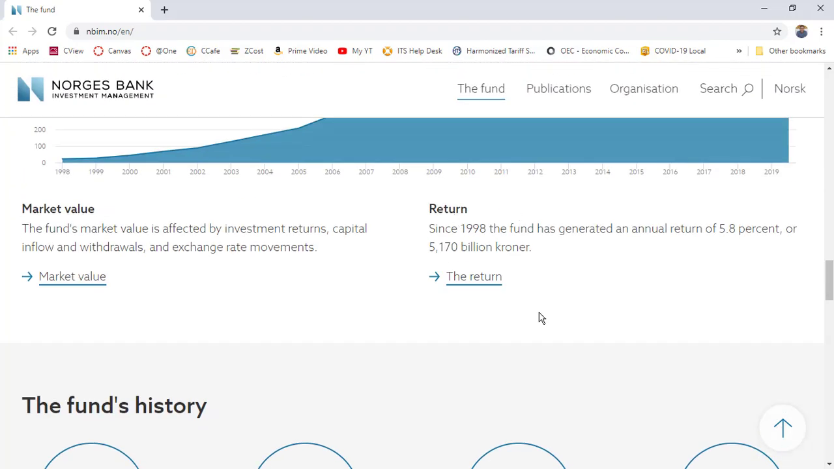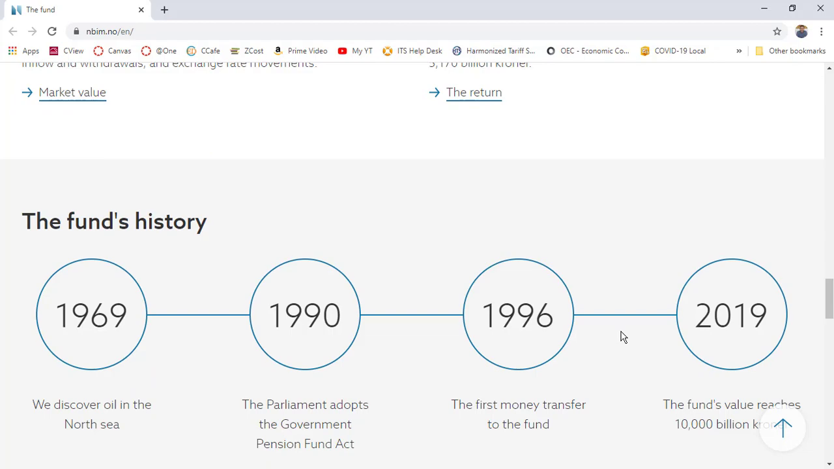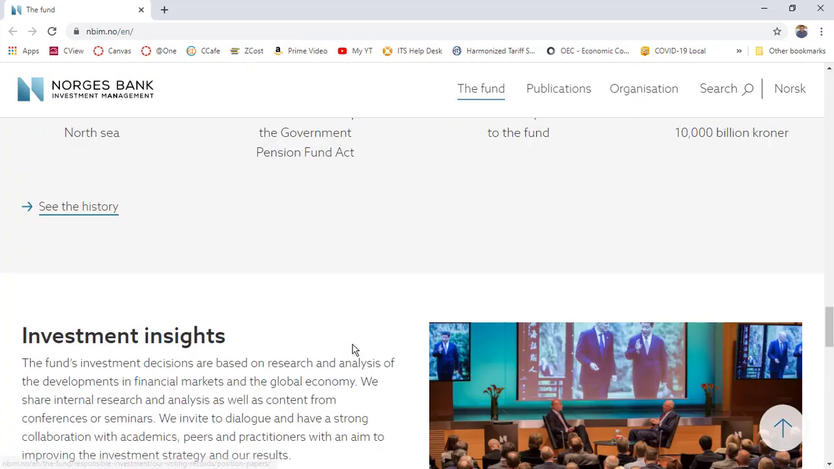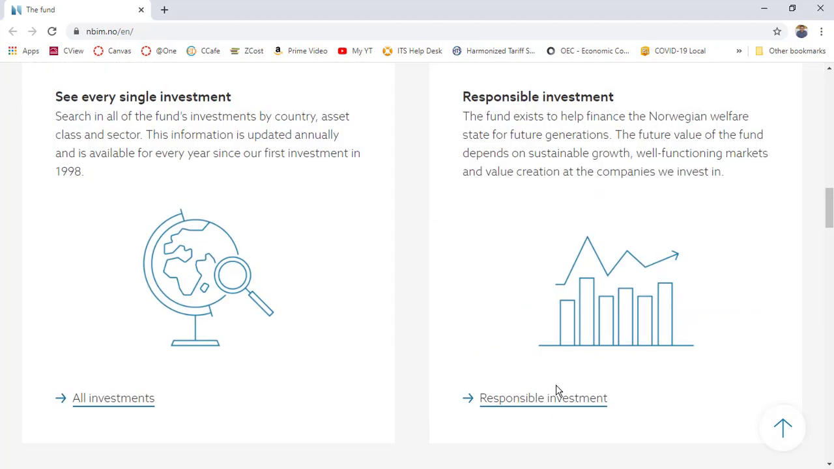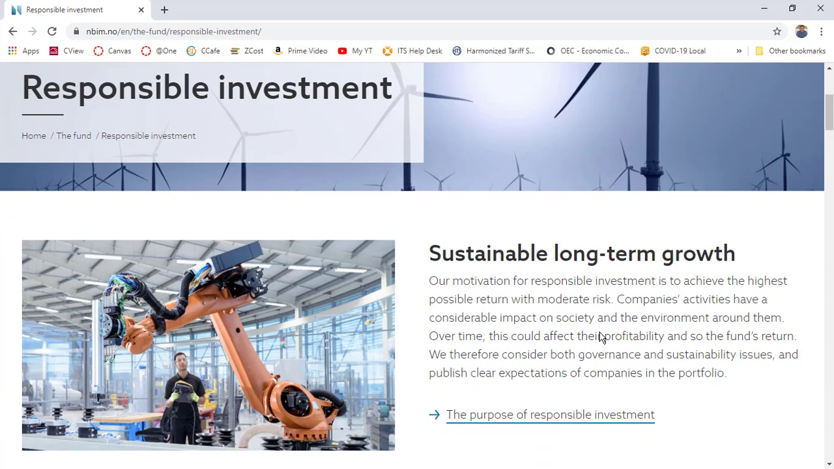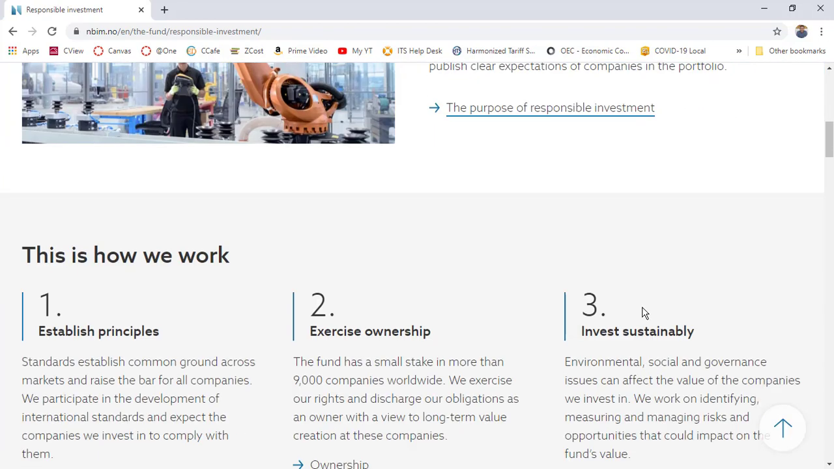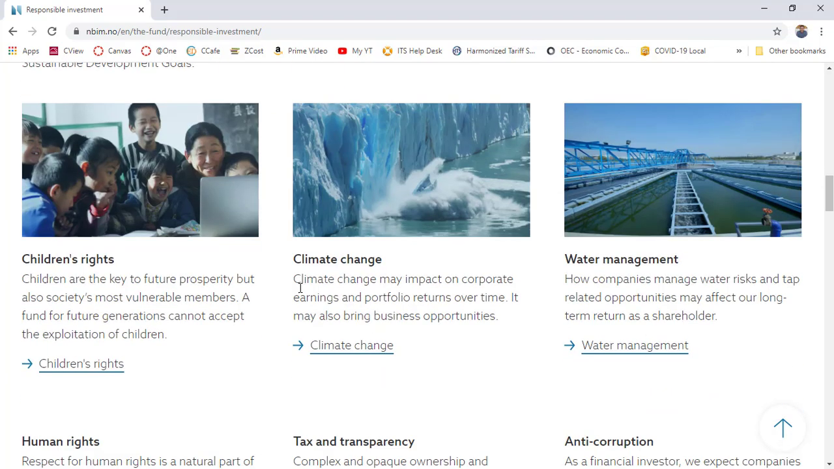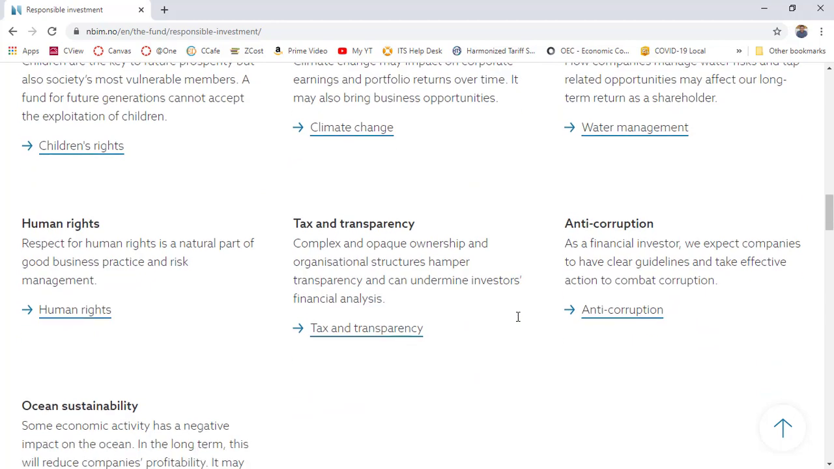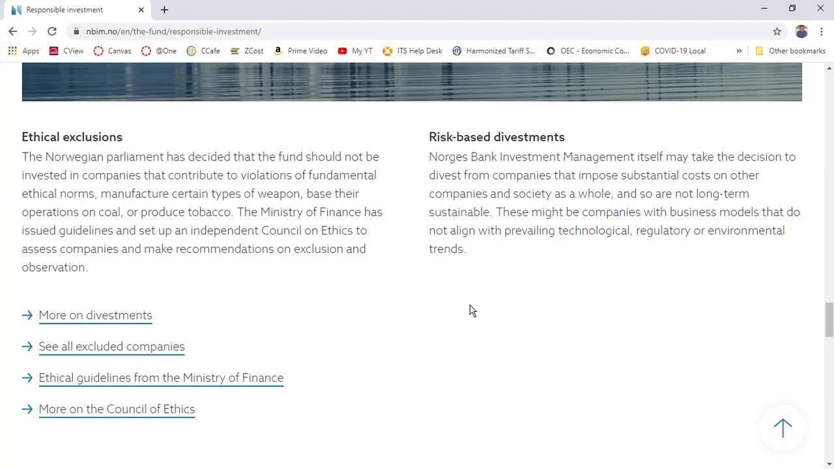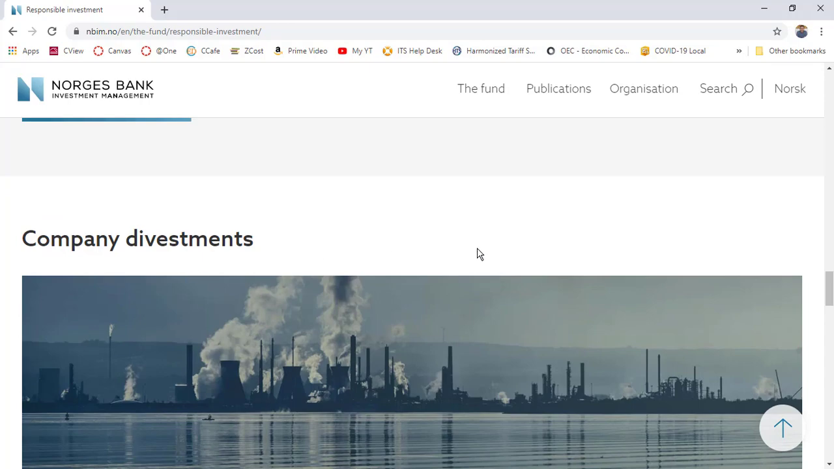Obviously I'm oversimplifying it, but just looking at the numbers. The investment insights. So again, there's a lot of stuff you could look at here. Let's look at what that means, responsible investment in their case. Long-term growth. And so how do you do that, right? So they talk about the principles, etc., what companies they invested in, but also what companies they don't invest in, right? And so this is company divestment, right?